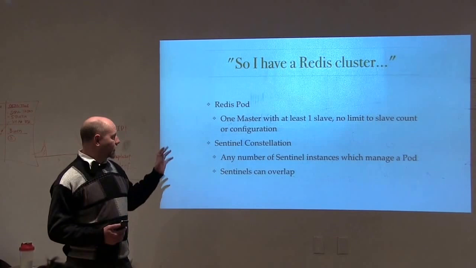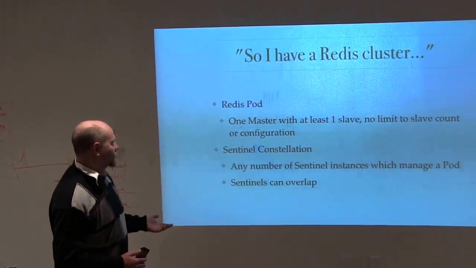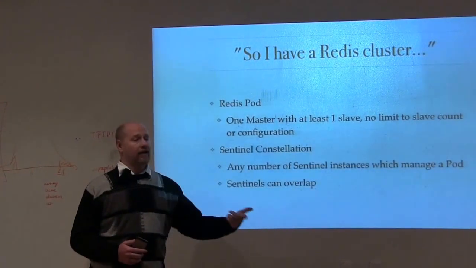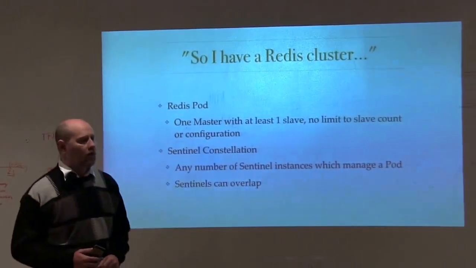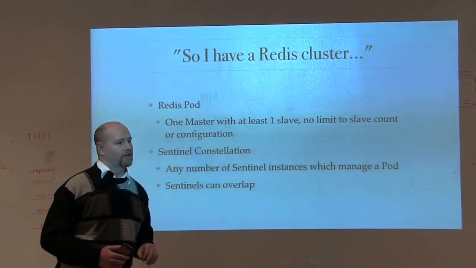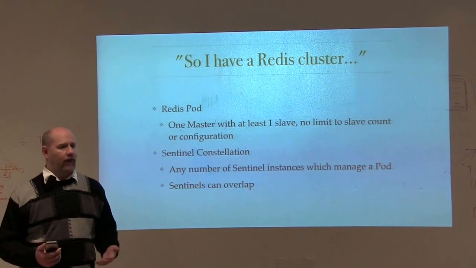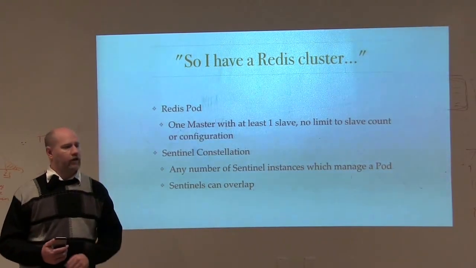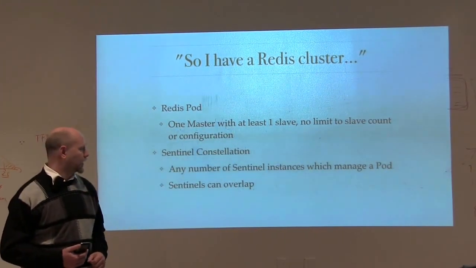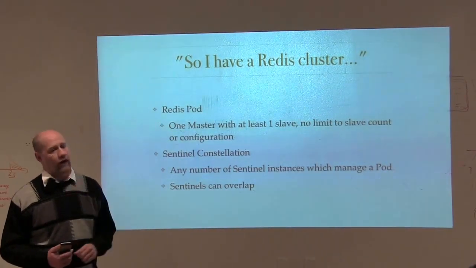And so that covers that. So you've got your cluster and you've got your pod. A constellation is a group of Sentinel instances which manage one or more pods. More specifically, constellation is a little bit context sensitive. If you're talking in general like I am now, you can just think of it as the Sentinel instances managing your Redis pods. You have any number of them, and Sentinels can overlap.